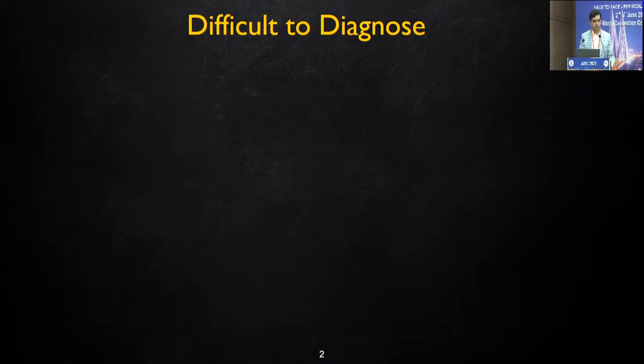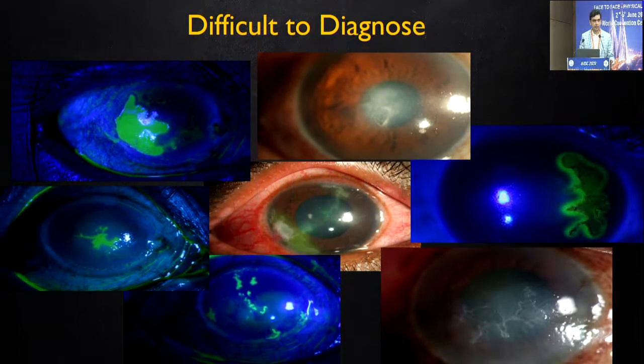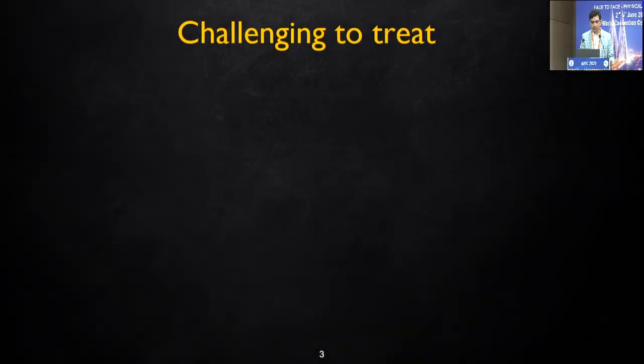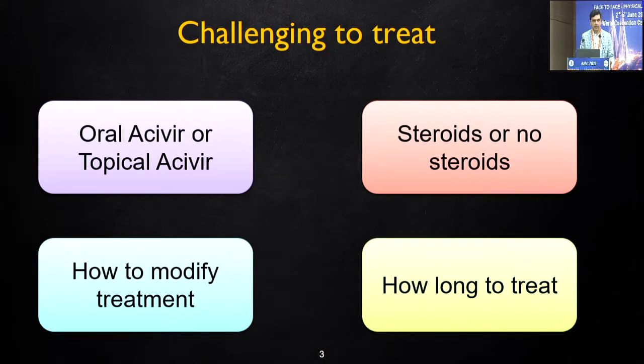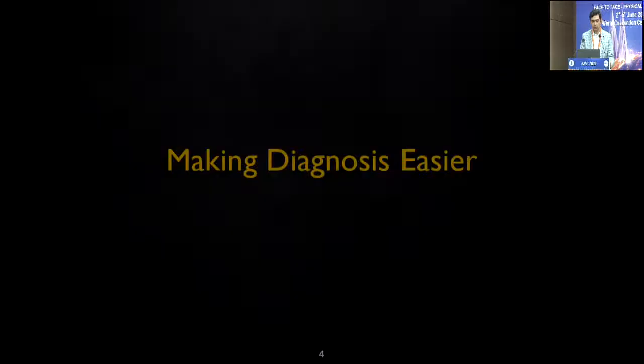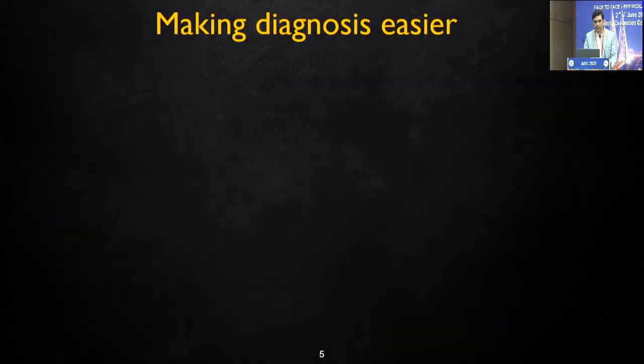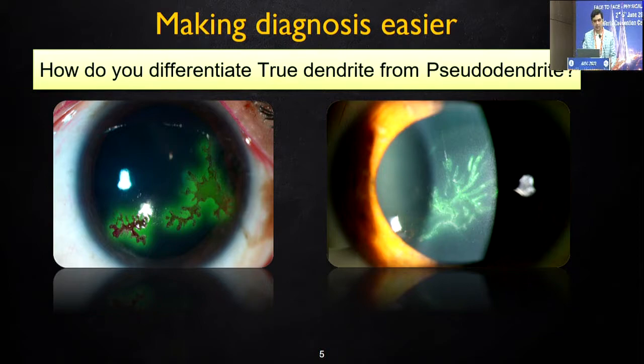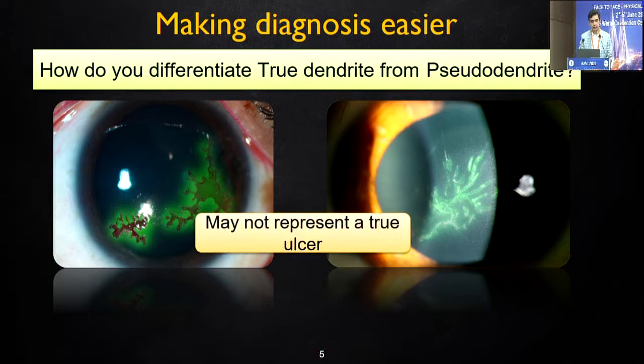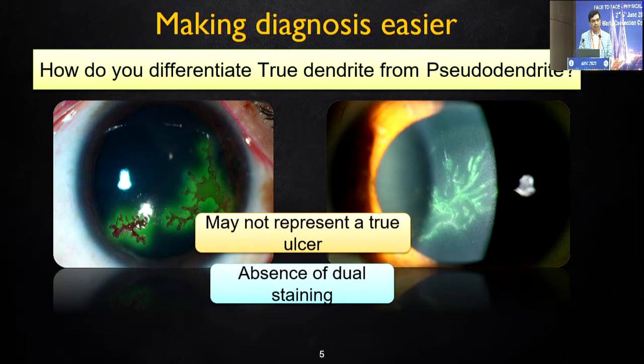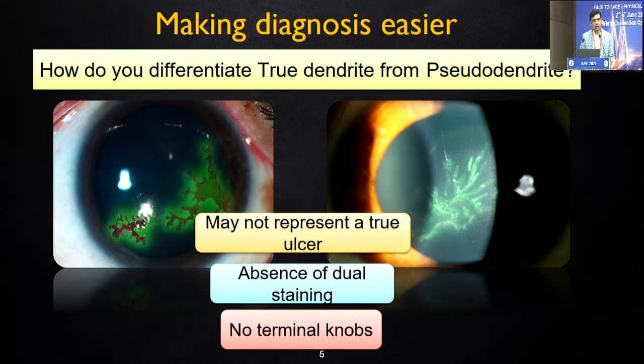As we have seen, HSV in its various manifestations is a very challenging disease to treat, and there are so many challenges when we come to treatment of varied presentations of HSV. To make the diagnosis easier when we consider epithelial keratitis, learn to differentiate a true dendrite from a pseudodendrite by keeping these 3 points in mind: a pseudodendrite may not be a true ulcer, there is absence of dual staining in a pseudodendrite as compared to the true dendrite of HSV, and there are no terminal knobs present in a pseudodendritic pattern.